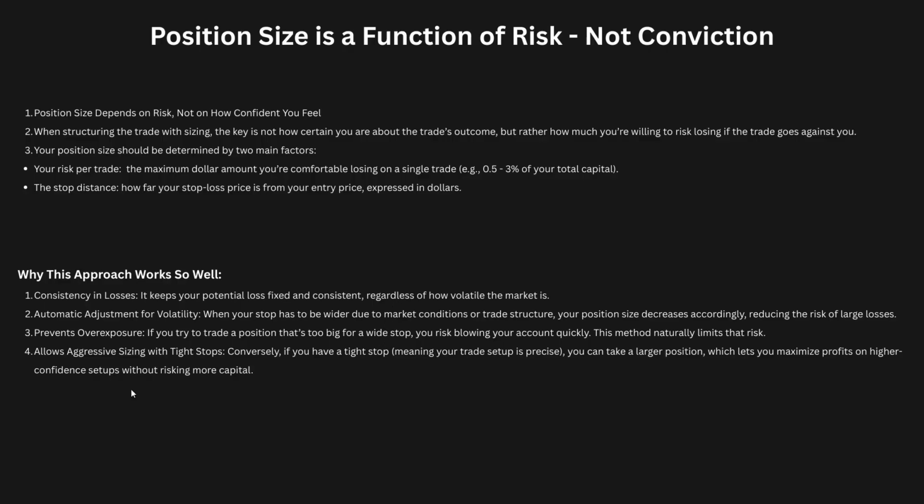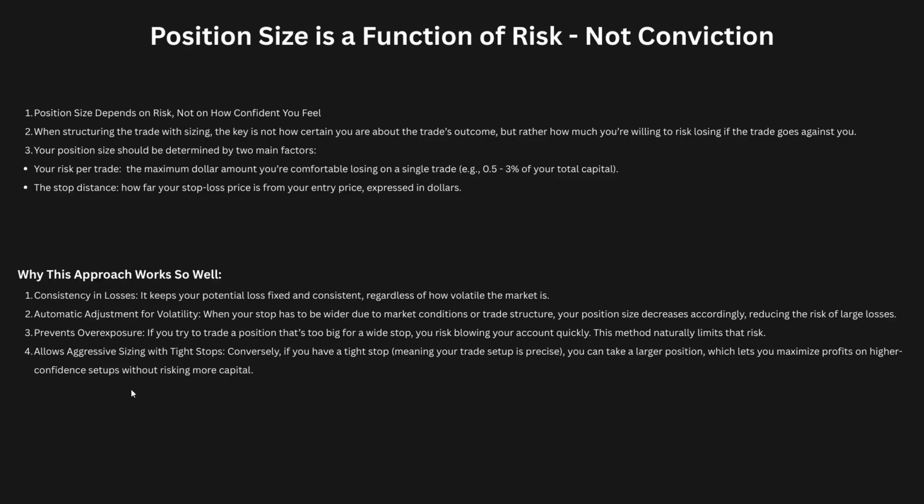And then you've got automatic adjustment for volatility. When volatility levels have increased, say in a range, you can get away with a tighter stop at the range high or the range low. But when the environment shifts into a trending environment, you may want to go for wider stops. And with wider stops, your position size will decrease accordingly, therefore reducing the probability of a large loss.